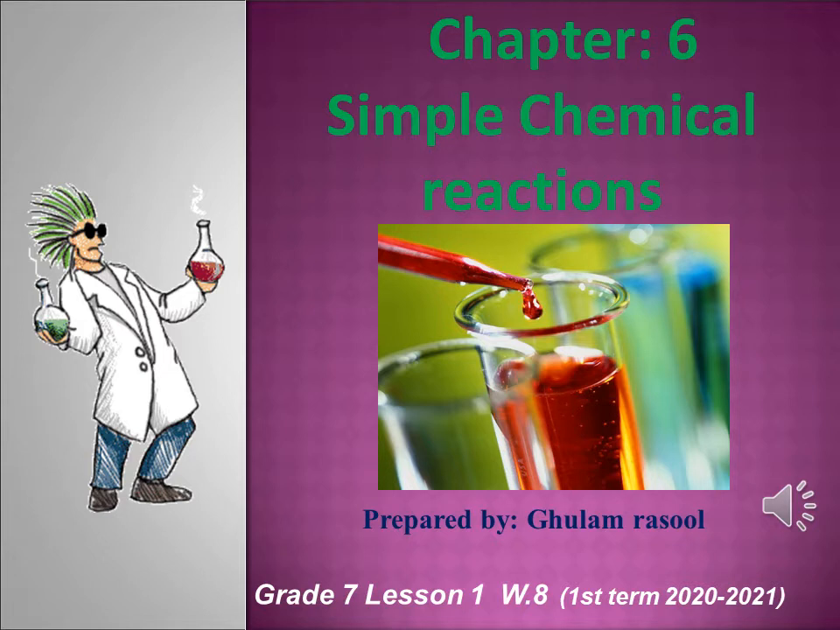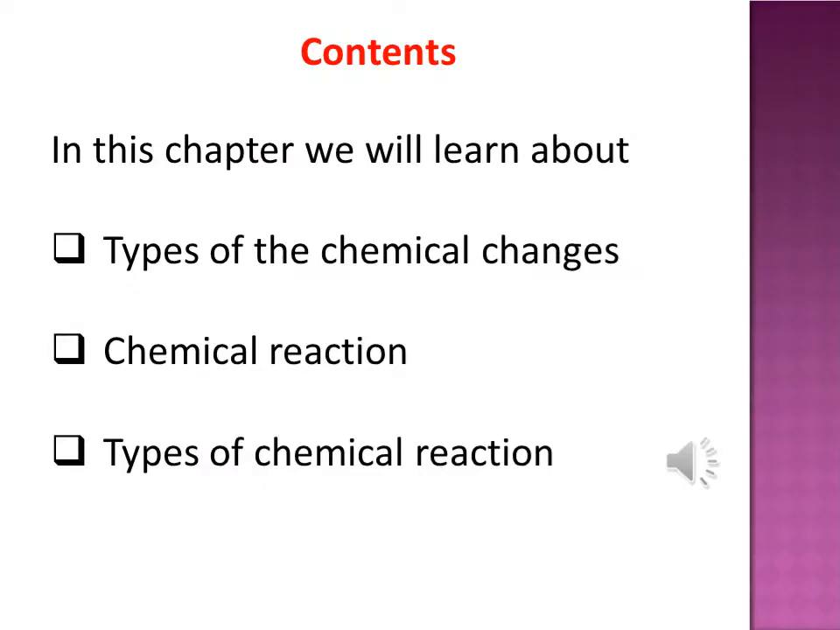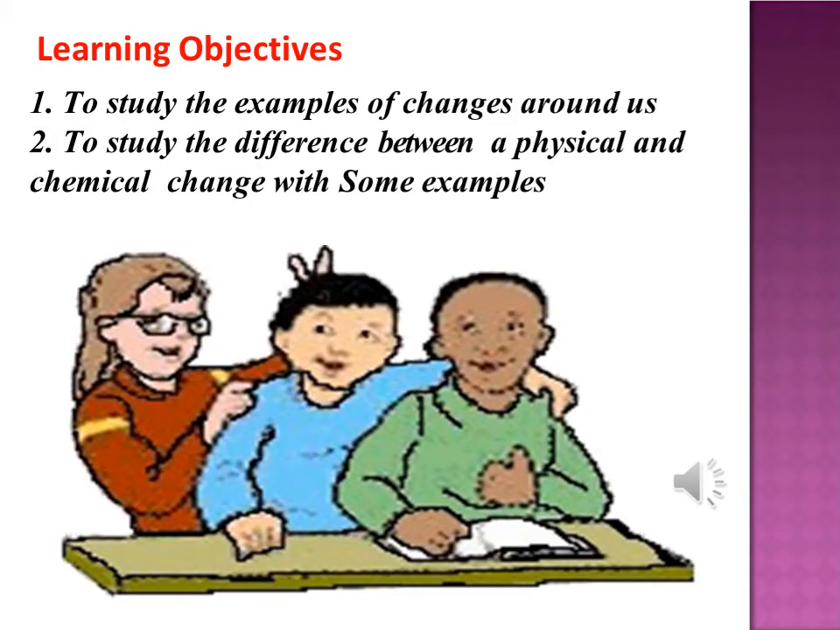Today we are going to start the second chapter of the syllabus, chapter number 6, simple chemical reactions. Dear students, in this chapter we will study the following things. Number 1. Types of chemical changes. Number 2. Chemical reaction. Number 3. Types of chemical reaction. My dear students, in today's lecture we will discuss the examples of changes around us, the difference between physical and chemical changes with different examples from our daily life.